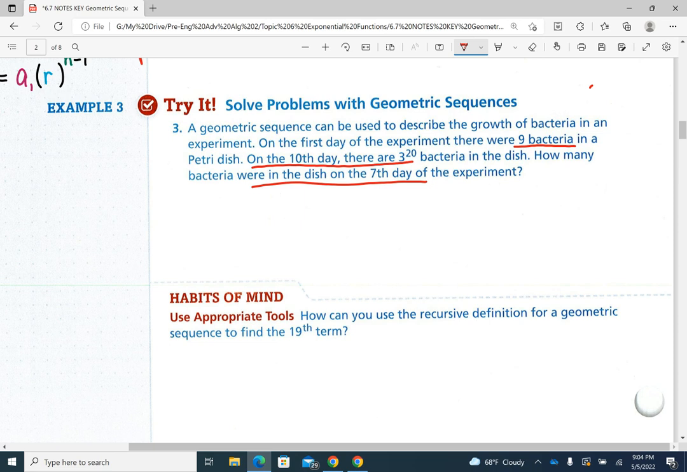So I've underlined a couple of items that we've been given. I know that on the first day there were 9 bacteria. On the second day, I don't know, third day, fourth, fifth, sixth, seventh day is what I'm trying to figure out. 8th, 9th. On the 10th day, I know there were 3 to the 20th bacteria. Now I could kind of work backwards and try to figure out what 9 would have to be multiplied by this many times to end up with 3 to the 20th. Or I can use my explicit definition to solve.